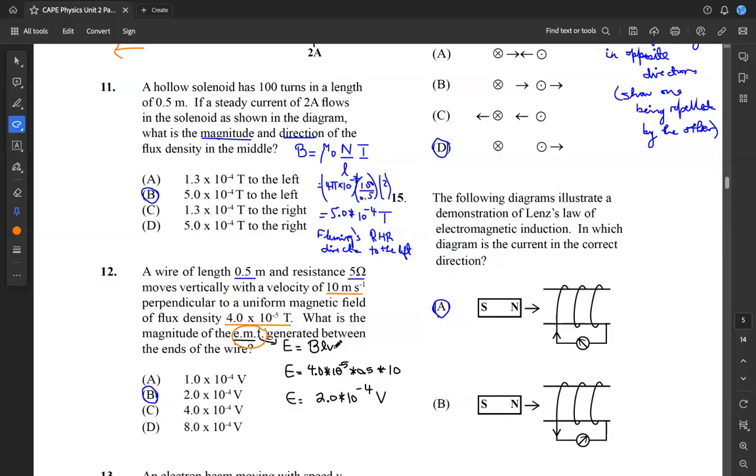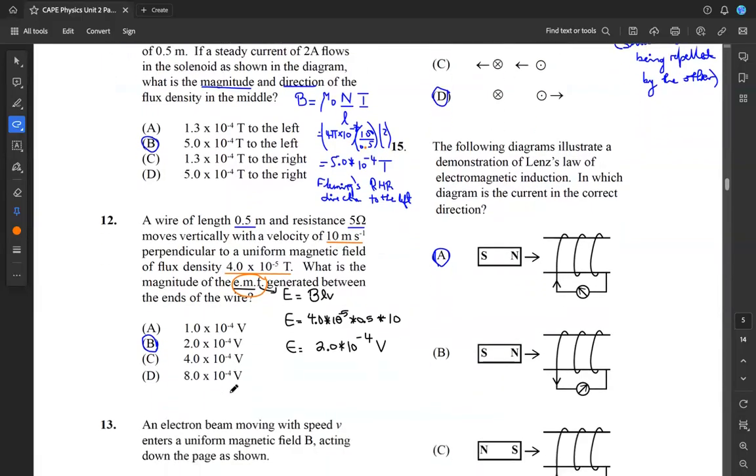EMF is equal to BLV, and we know B from the question is 4.0 times 10 to the negative 5. We know the length of the wire, that straight conductor, is 0.5 meters, and we know the velocity with which it's moving is 10. So all we have to do is plug in these values, and we come up with an EMF of 2.0 times 10 to the negative 4 volts. So that's how we ended up selecting B for our answer.